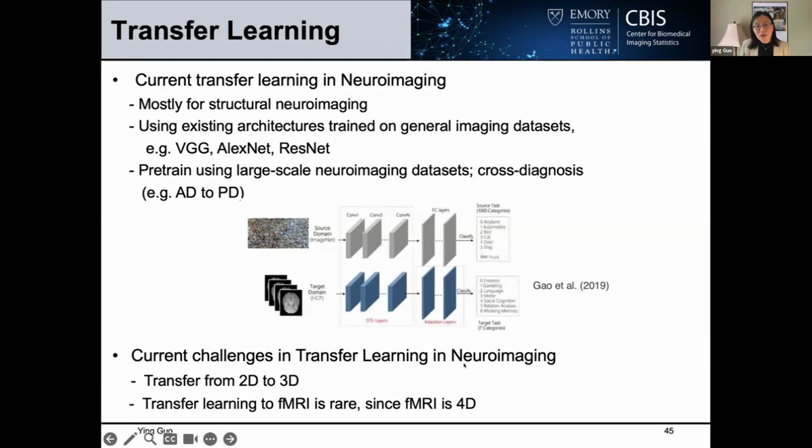Some current challenges of transfer learning in neuroimaging: most of the pre-trained models in the literature and in the field are based on 2D images. Transfer from 2D to 3D images is still pretty awkward, and this is mostly due to the lack of pre-trained 3D architectures and also a lack of appropriate methods that can reliably transfer 2D knowledge to 3D images. If we can address the second limitation, I think it will help a lot. And finally, transfer learning to fMRI is pretty rare because fMRI is actually beyond 3D, it's 4D. So this is still a pretty underdeveloped methods area. And many of the transfer learning approaches involve collapsing the fMRI into a single image.